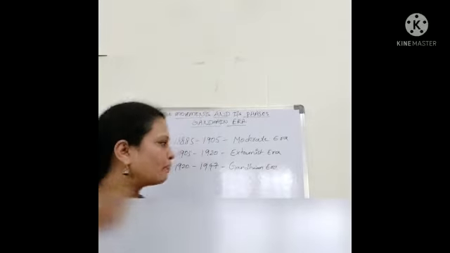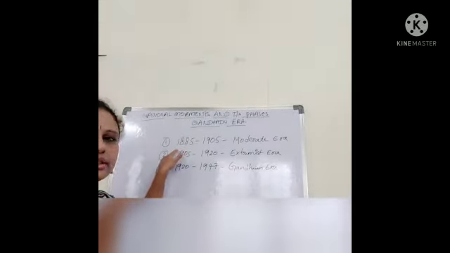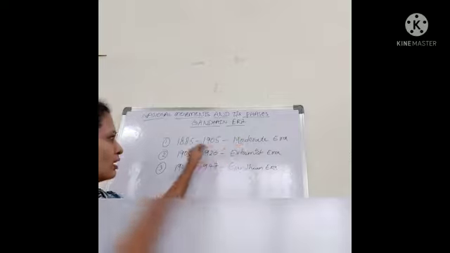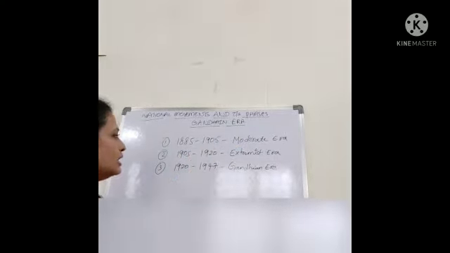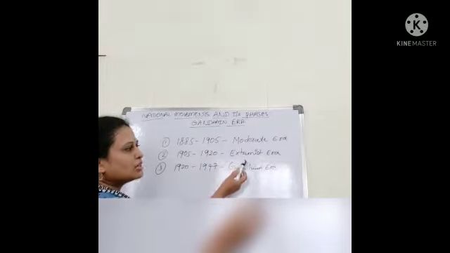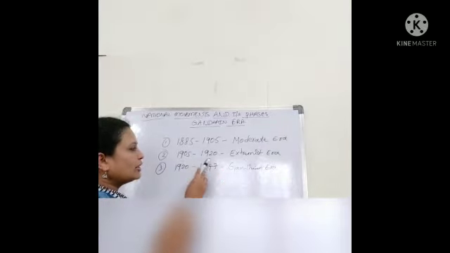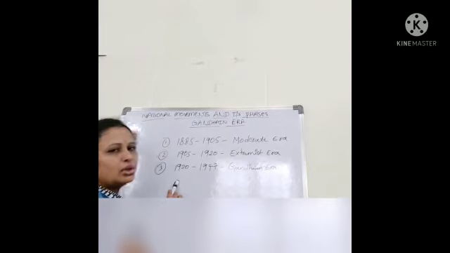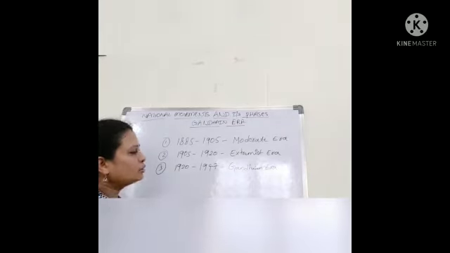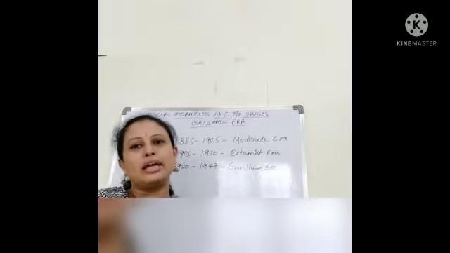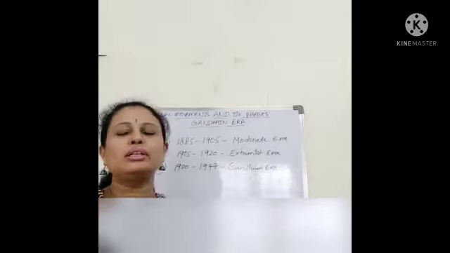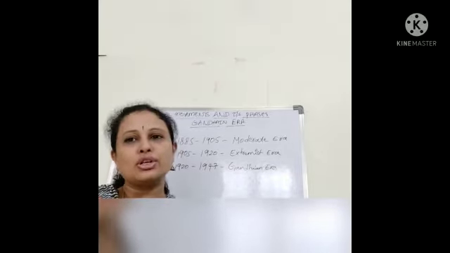So that is, the first phase is known as the moderate era, from 1885 to 1905. The second is known as the extremist era, from 1905 to 1920. And the third one is known as the Gandhian era, from 1920 to 1947, or till the time we got independence. So these are the three main important phases of the Indian national movement.